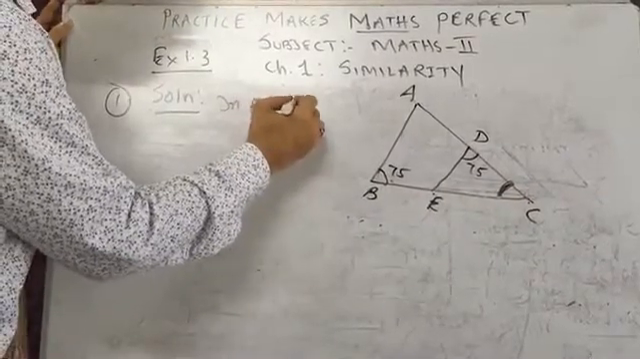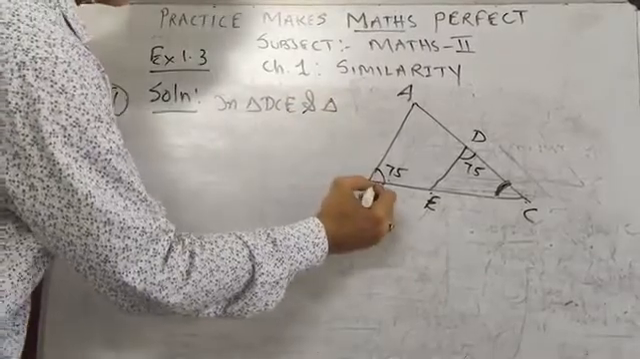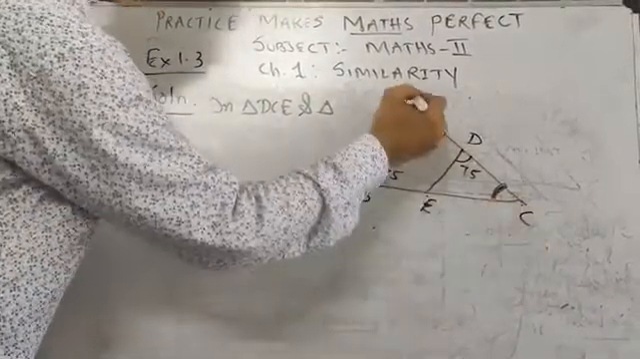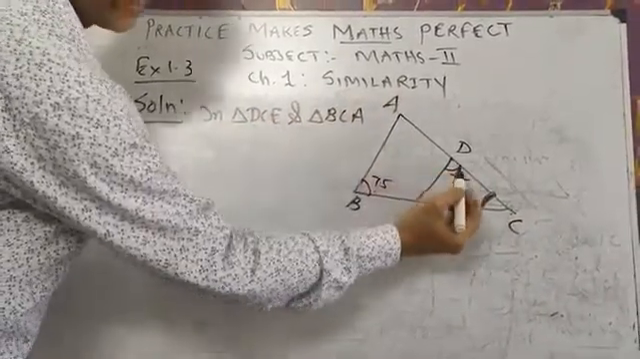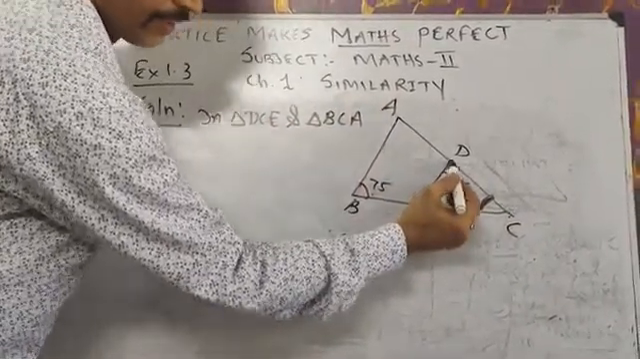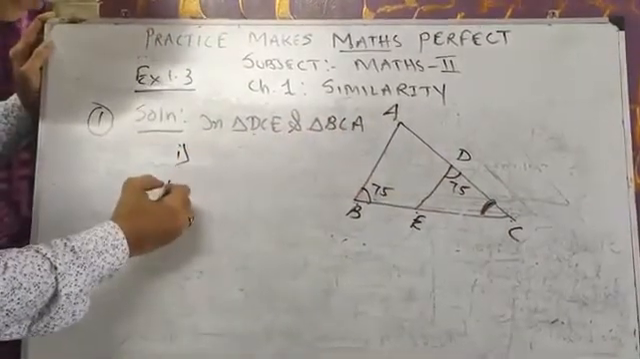In triangle DCE and triangle BCA. In triangle DCE, first I have started from D here. So the second time I will start from BCA. Now two conditions we have to apply. Very easy sum it is.